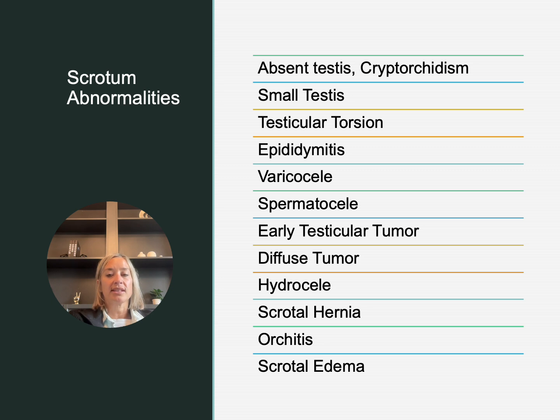Testicular torsion is a true emergency. Torsion occurs when the spermatic cord twists, cutting off blood flow. This is extremely painful, and it can lead to testicular loss if it's not treated urgently.